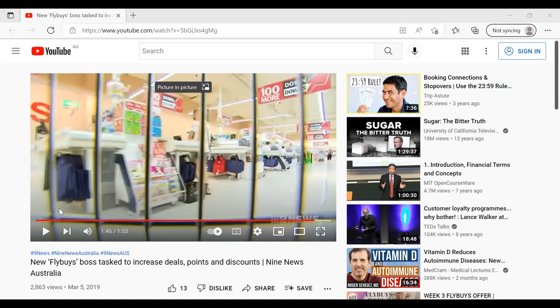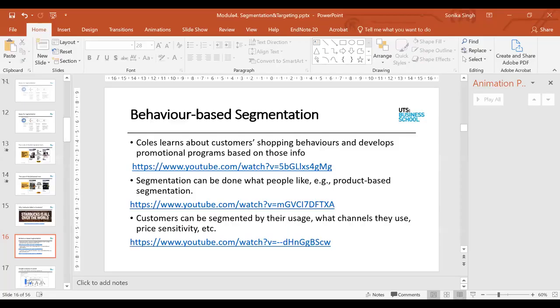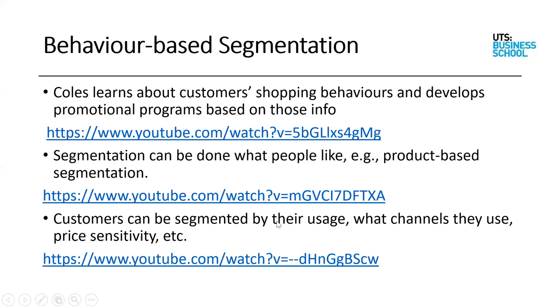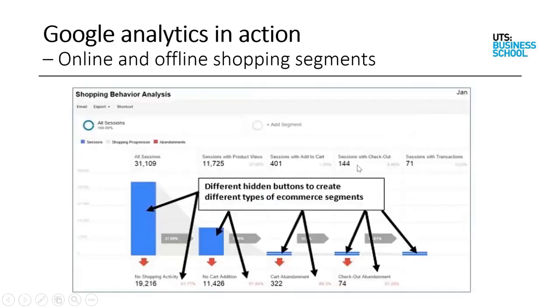All right, so coming back to our slides. The remaining ones are also examples of segmentation. For example, the consumers can be segmented by the usage of the products, by channels that they use, price sensitivity, etc. So I want you all to watch these videos. Product-based segmentation is the example of a football jersey, and how it can be used in many different ways. But what I wanted to highlight was these two main types of segmentation: one about the shopping behaviors, and the other one was the failure of Starbucks because they could not successfully segment their markets.